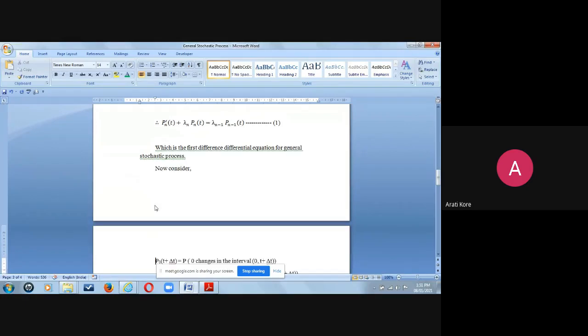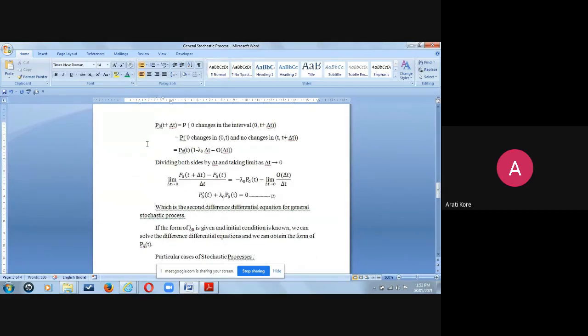Now I will consider the second case: the probability that there will be 0 changes at time t + Δt. So again, consider the interval from 0 to t + Δt as 0 to t and t to t + Δt. So the probability of 0 changes in the interval 0 to t + Δt is equal to the probability that there will not be any change till t and also there will not be any change from t to t + Δt, isn't it? So it is the same as the probability of 0 changes in 0 to t and no change in t to t + Δt.